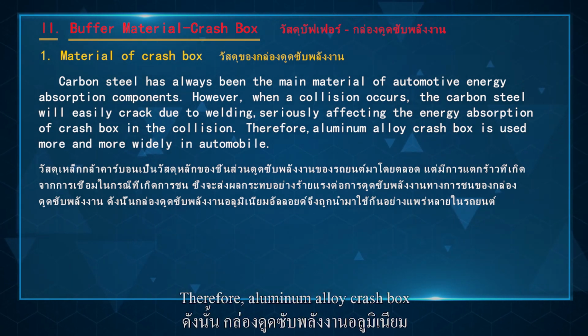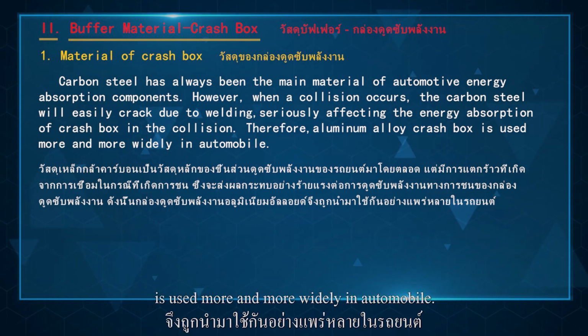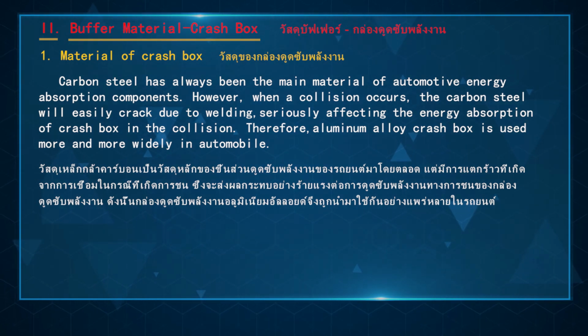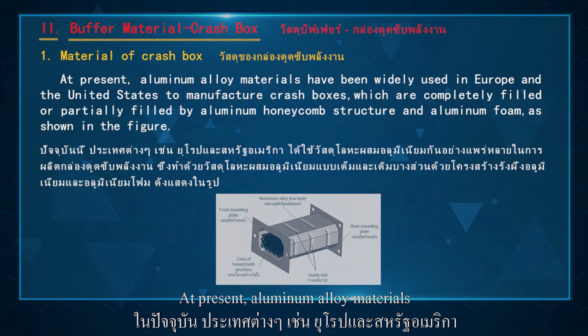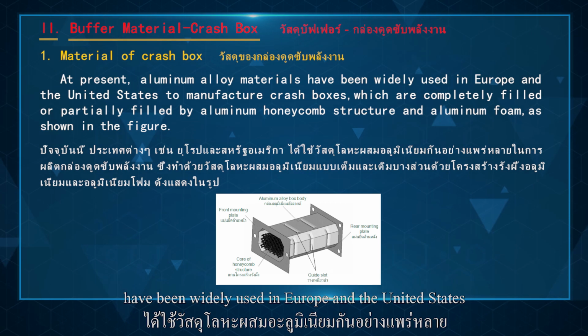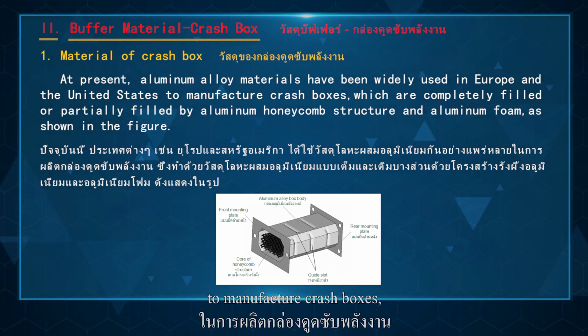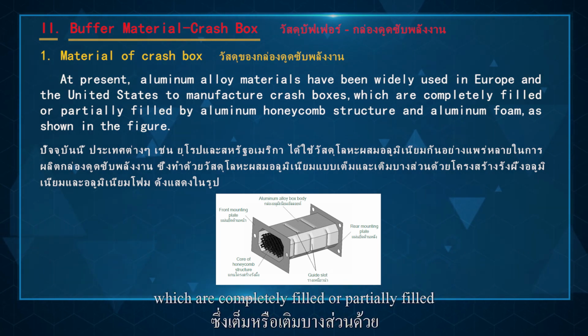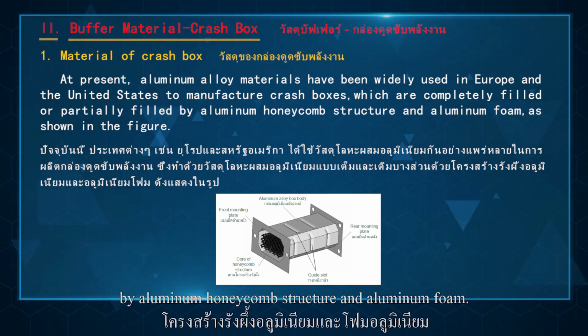Therefore, aluminum alloy crash box is used more and more widely in automobile. At present, aluminum alloy materials have been widely used in Europe and the United States to manufacture crash boxes, which are completely filled or partially filled by aluminum honeycomb structure and aluminum foam.